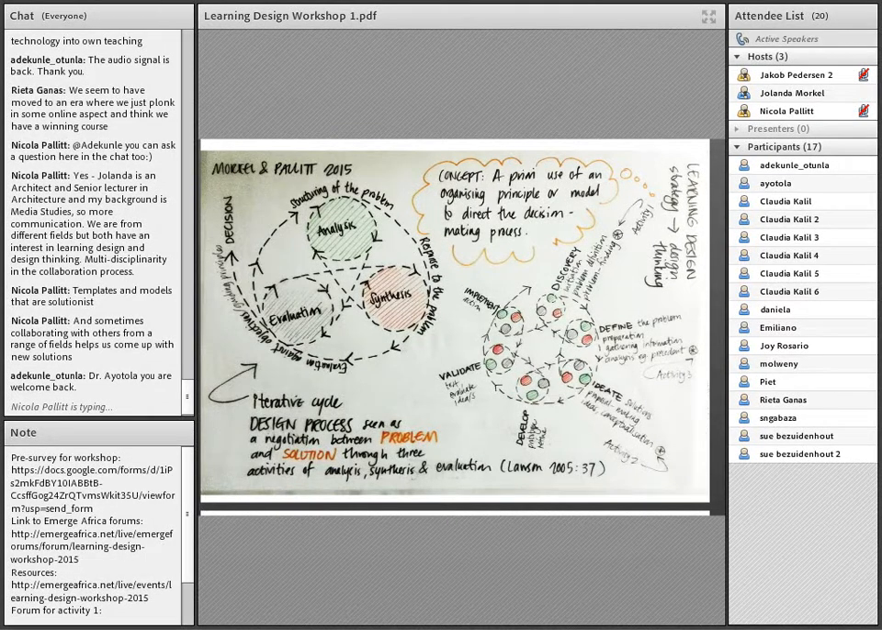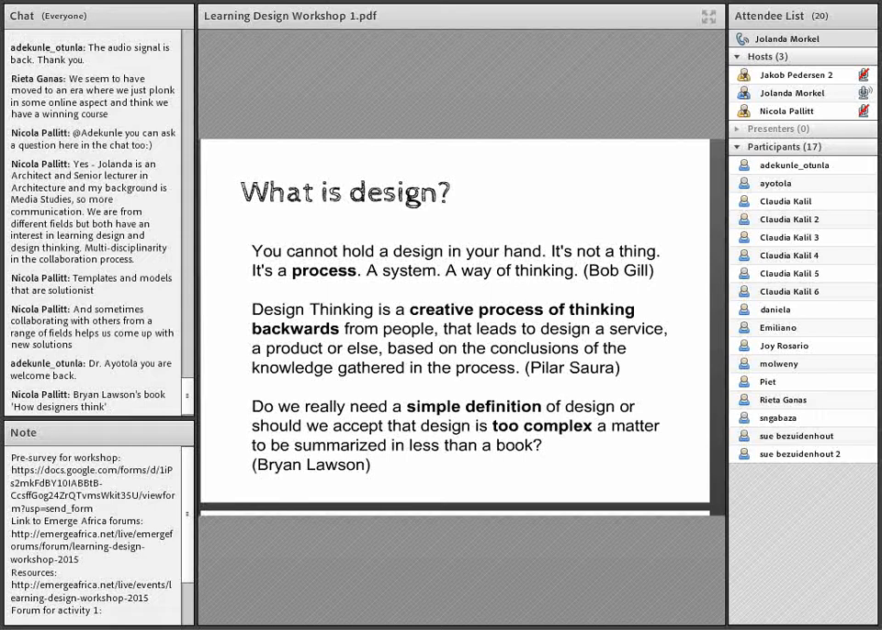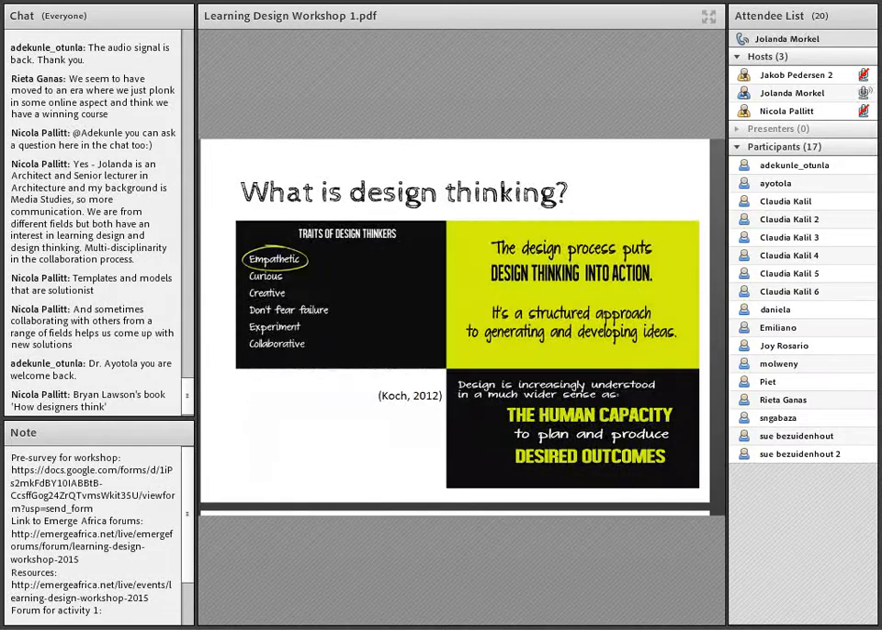Lawson also talks about the fact that it's complex, and we need to work backwards from the people, from the solution. That's what most of you were saying, in fact, in the first exercise that we did. So design is something you can't hold in your hand. It's not a thing. It's a process, a system, a way of thinking. Changes all the time. Difficult to define.